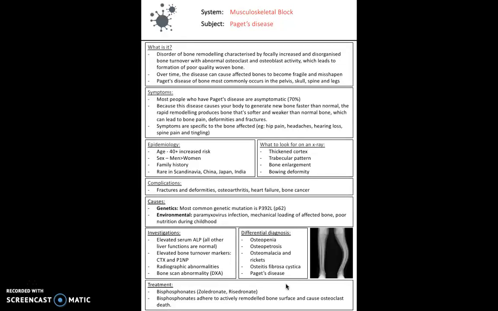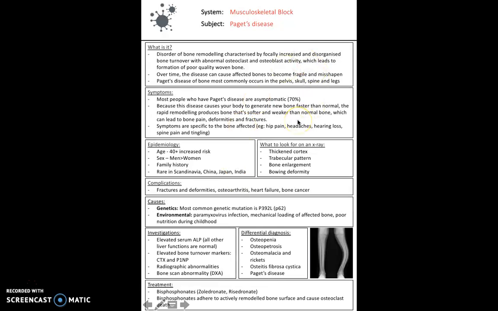So as you know, bone is constantly remodeling with osteoclasts and osteoblasts working. So osteoclasts perform bone resorption, osteoblasts create new bone. But this is a disorder of abnormal osteoclast and osteoblast activity. And as a result, we get poor quality woven bone. And as a result, this can cause affected bones to become fragile and misshapen, and therefore an increased risk again of fractures. So Paget's disease of bone most commonly occurs in the pelvis, the skull, the spine and the legs, and most people who have this are asymptomatic.